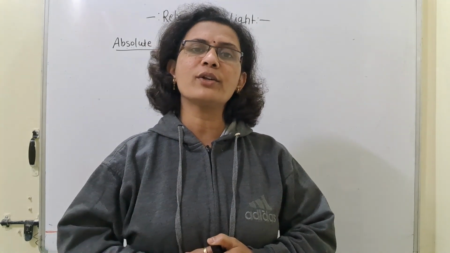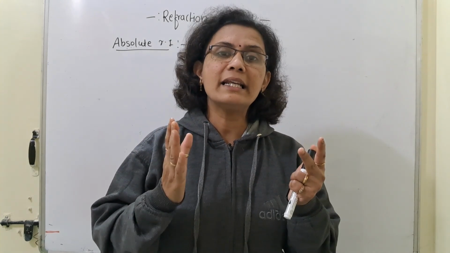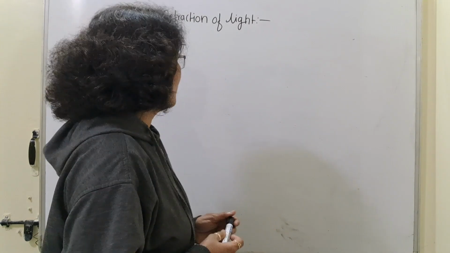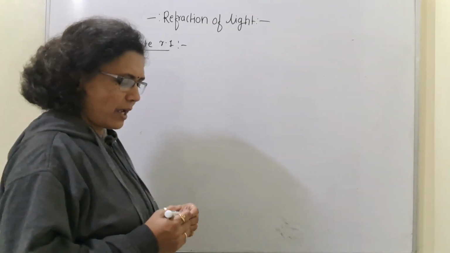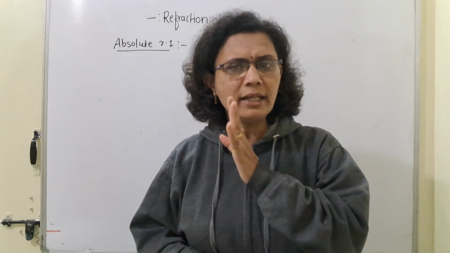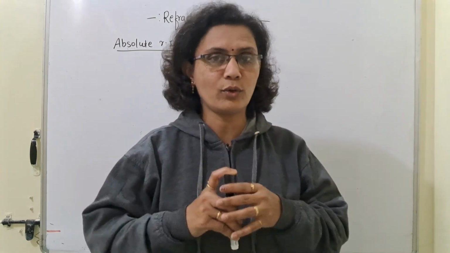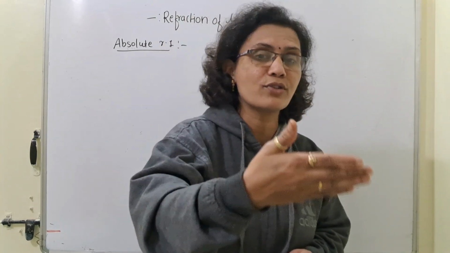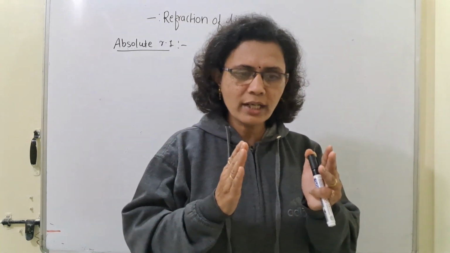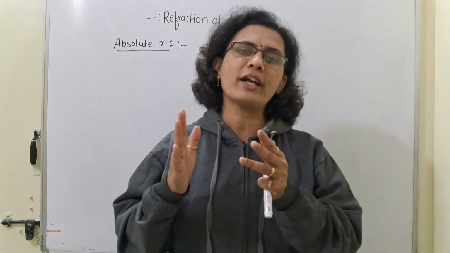Now in this lecture we are going to discuss what is meant by absolute refractive index and what is meant by relative refractive index. So let's start today's lecture, that is absolute refractive index. What is meant by absolute refractive index? When a ray travels from vacuum to any denser medium, the refractive index of that medium in which the light is traveling will be the absolute refractive index. That is the refractive index of any medium with respect to vacuum. It is called absolute refractive index.